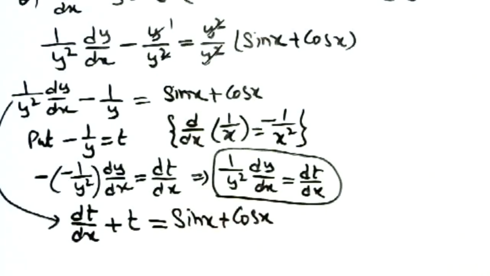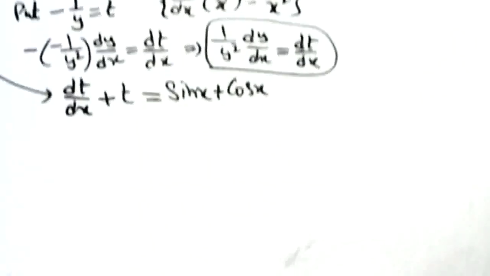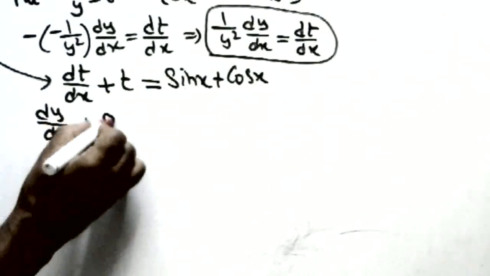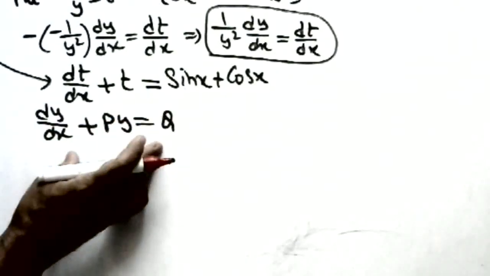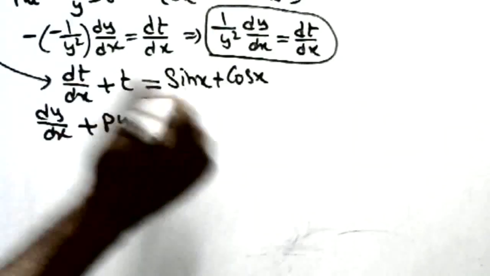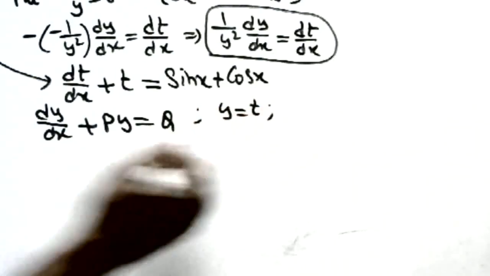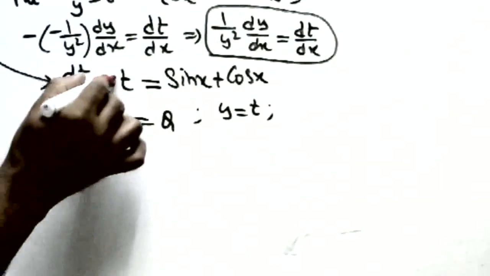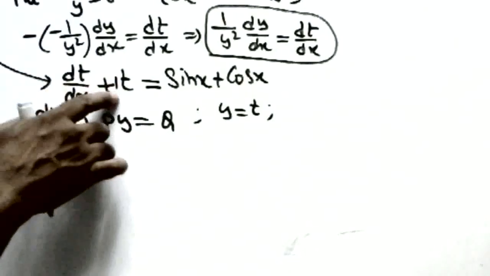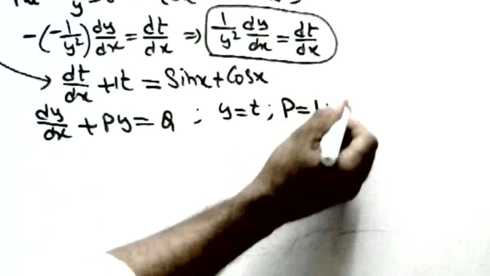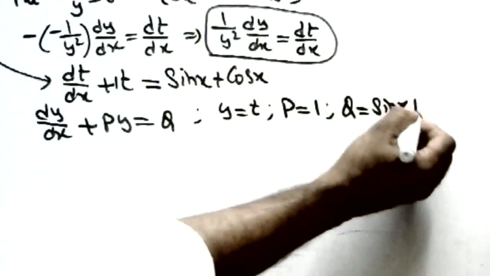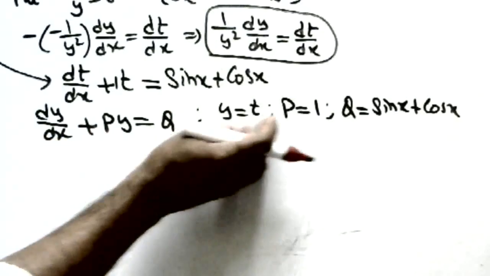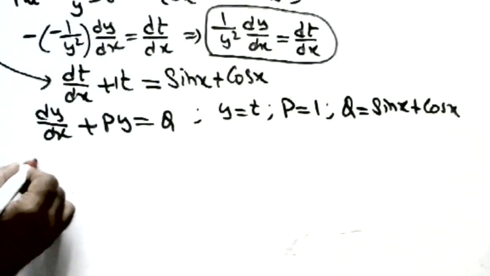Now it is of the form dy by dx plus py equals q. It is of the form of a linear differential equation. Let me compare this one with dy by dx plus py equals q. This is a linear differential equation. In place of y, we are having t, so y equals t. In place of p, it is 1, so we write p equals 1. In place of q, we are having sin x plus cos x. So comparing this, we got the values of y, p and q.